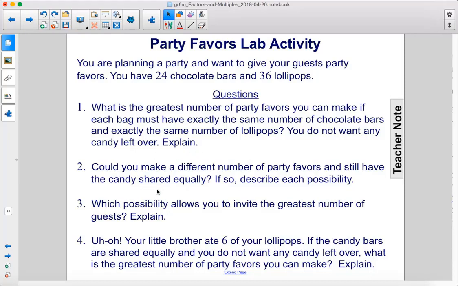Explain. Number 2. Could you make a different number of party favors and still have the candy shared equally? If so, describe each possibility. Number 3. Which possibility allows you to invite the greatest number of guests? Explain. Number 4. Uh-oh, your little brother ate 6 of your lollipops. If the candy bars are shared equally and you do not want any candy left over, what is the greatest number of party favors you can make? Explain.